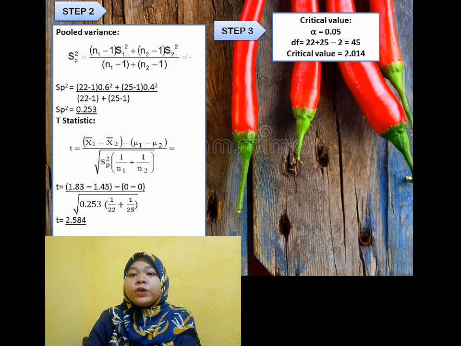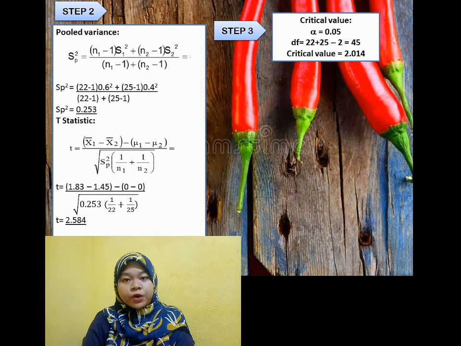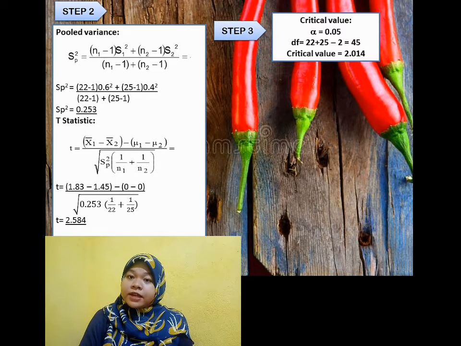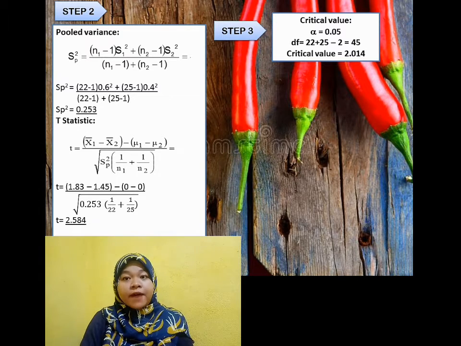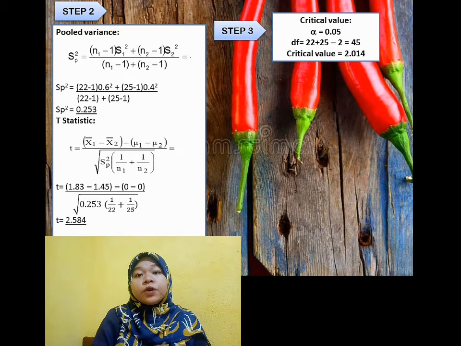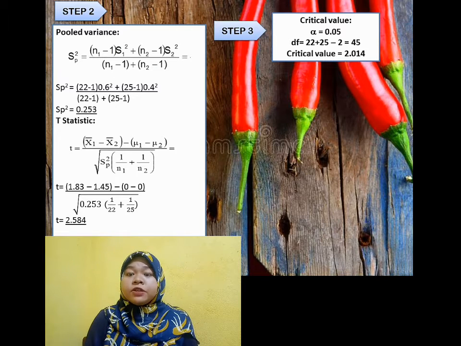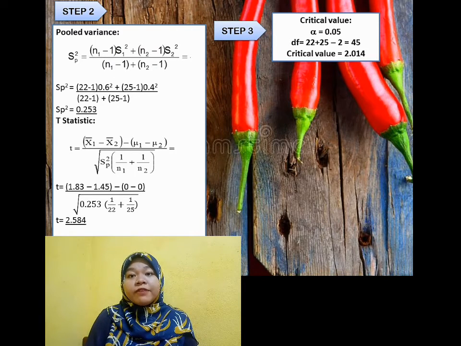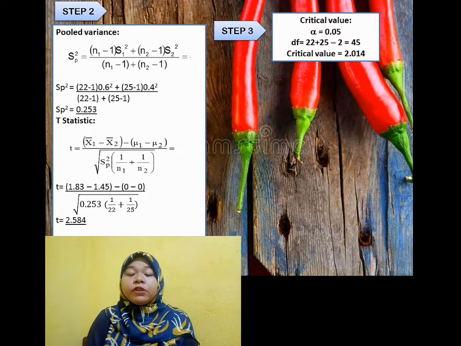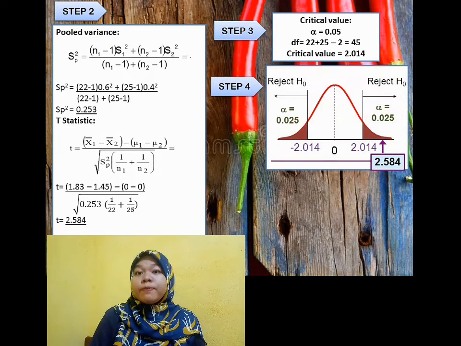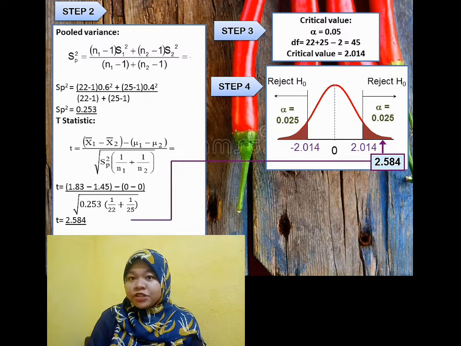Step 3, we need to find the critical value. First, we need to find the degrees of freedom. So, it is 22 plus 25 minus 2, which is equal to 45. And we know that the significance level is 0.05. So, we can find it in the t-table by following the significance level and degrees of freedom, and we get 2.014.